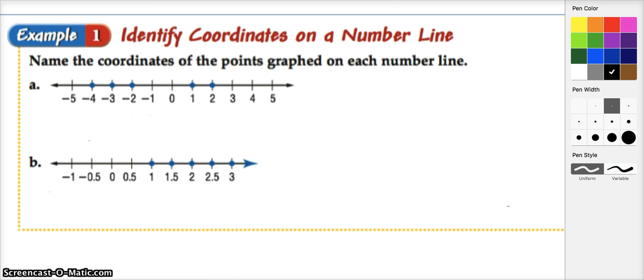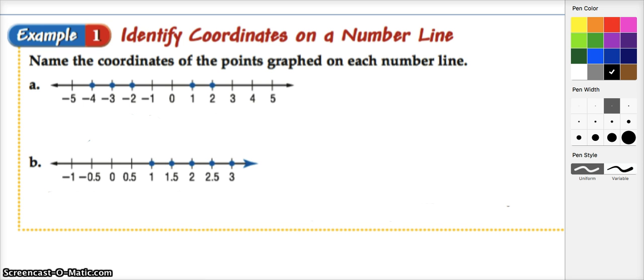First example, identifying coordinates on a number line. Name the coordinates of the points graphed on each number line. Okay, I totally lied there, I did not read that. Let's try it again. Name the coordinates of the points graphed on each number line. Better. So this is not really hard. The name of this point is -4, and this one's -3. You guys see where this is going? -2 is graphed on the number line, then 1 and 2. And then on this next one, we've got 1 and 1.5, 2, 2.5, and 3. So those are the ones that are graphed.